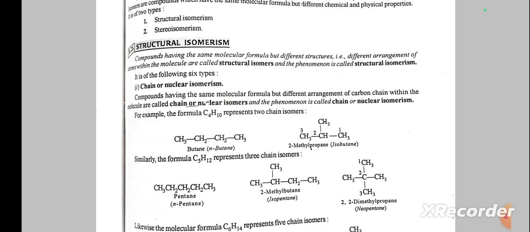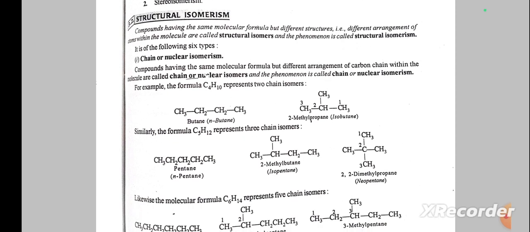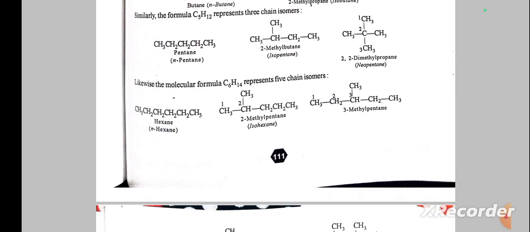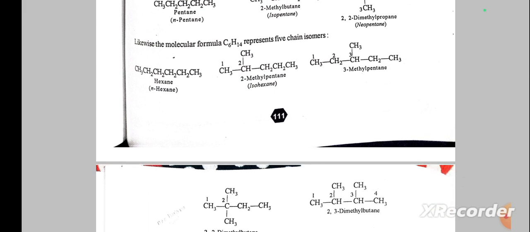For example, the formula C4H10 represents two chain isomers: butane and 2-methylpropane. Likewise, the molecular formula C6H14 represents five chain isomers: hexane, 2-methylpentane, 3-methylpentane, and so on.